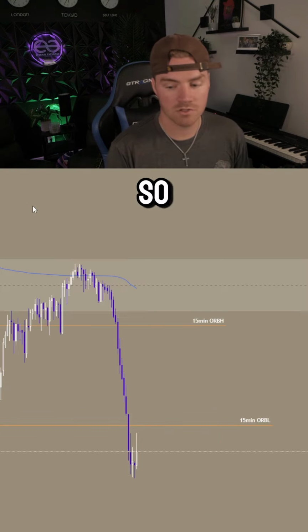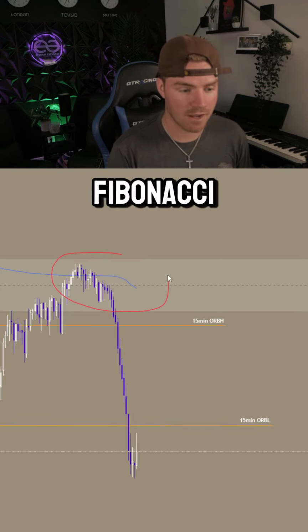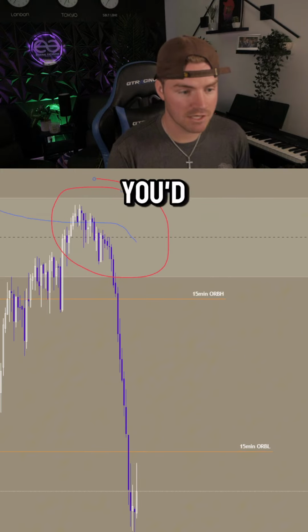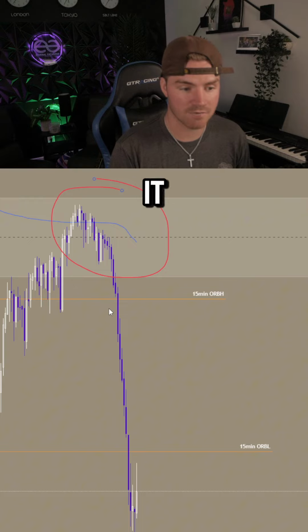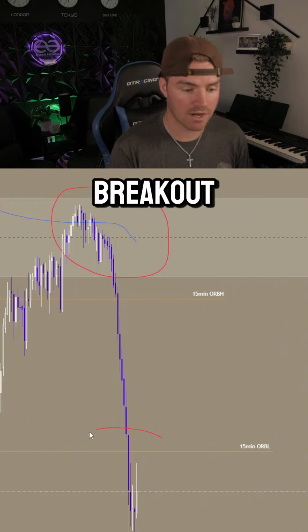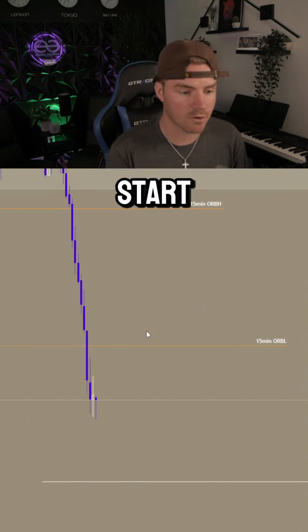So notice how up here, price rejects that hourly fair value gap super aggressively. The first thing you'd be looking for is a short from up here, but most people would have missed out on the short because of how aggressive it is. So that's when we just wait for the ORB breakout to the downside. So here's where I would start looking for my shorts.